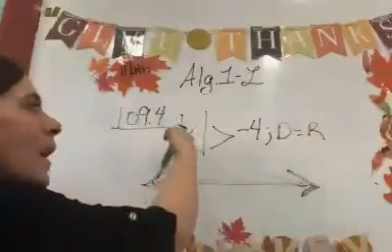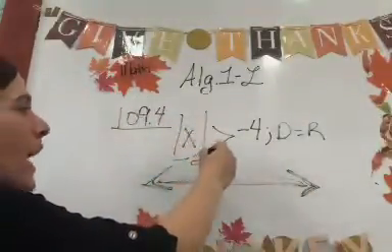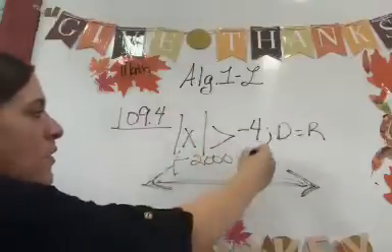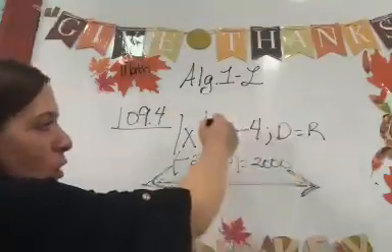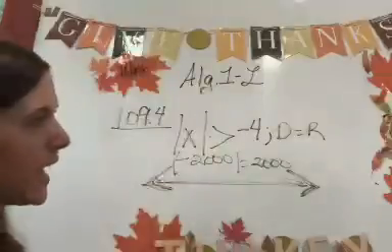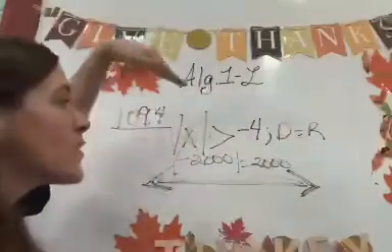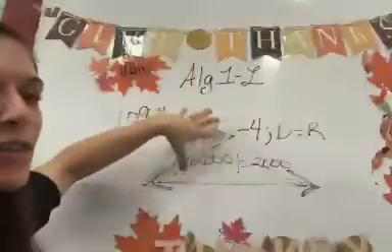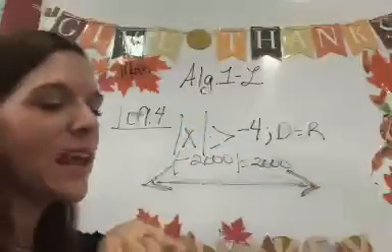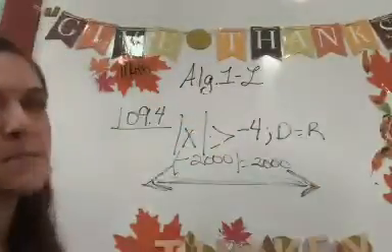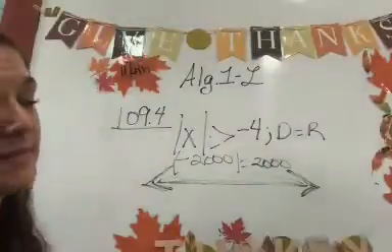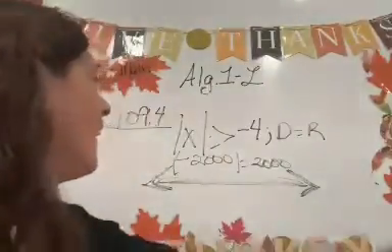Because any number, let's say it's negative 2,000. The absolute value of negative 2,000 is 2,000, so it's greater than negative 4. The absolute value of negative 1 is 1. That's greater than negative 4. The absolute value of negative 4 is 4. That's greater than negative 4. Everything is greater than negative 4. So the answer is every number. Crazy, right? Alright, okay, let's look at example 5.